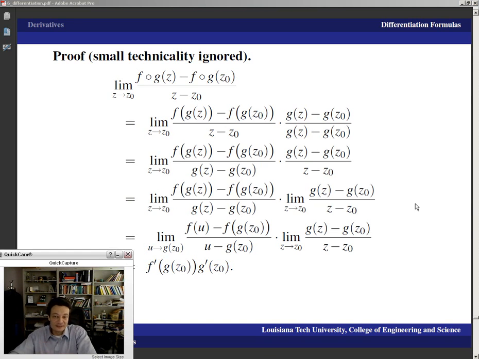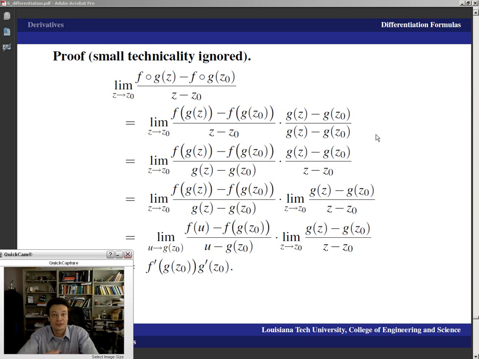The problem is that this expansion can only be done if g(z) is not equal to g(z0). So there is a technicality here that we are not taking into account, which is what happens if there is a sequence of zn's that goes to z0, so that g(zn) is equal to g(z0). That would require a separate argument that actually gets rather technical.